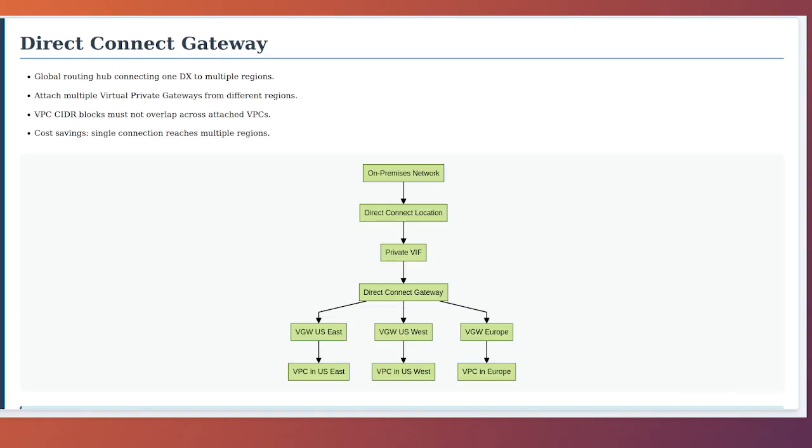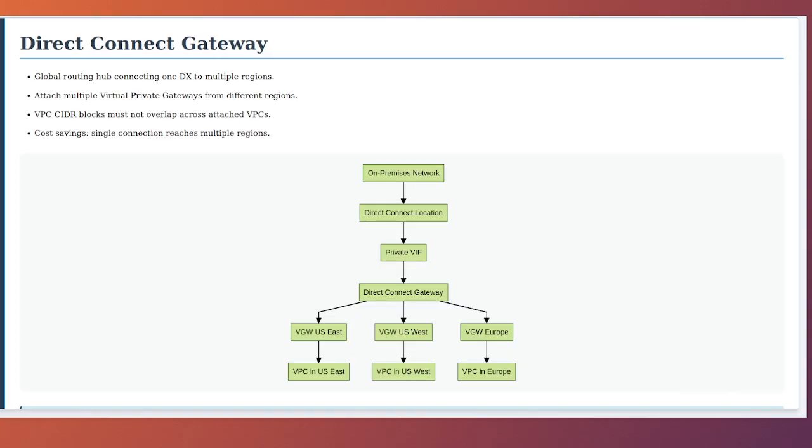Each VPC must have a unique CIDR block. Second, Direct Connect gateway does not perform routing between VPCs. It only routes traffic between your on-premises network and the VPCs. If you need VPC to VPC communication, you need to use VPC peering or transit gateway. The Direct Connect gateway is specifically for connecting your on-premises environment to multiple VPCs, not for inter-VPC connectivity.